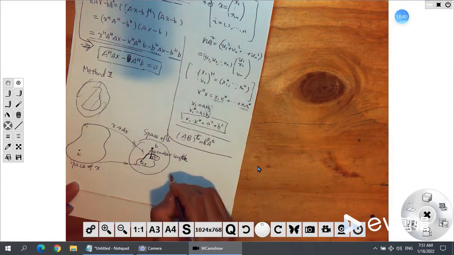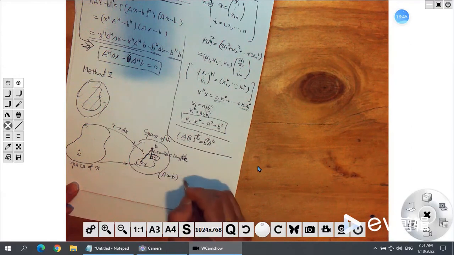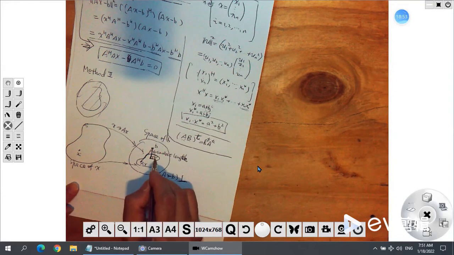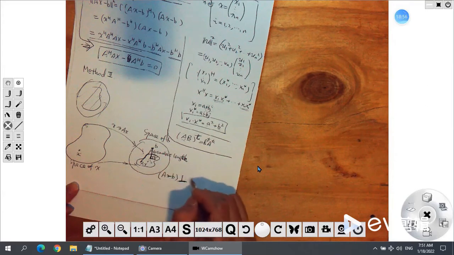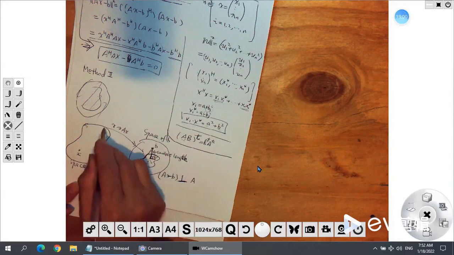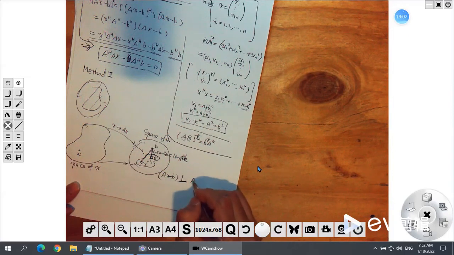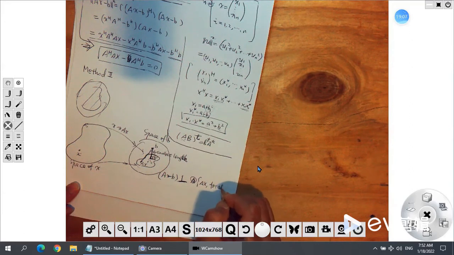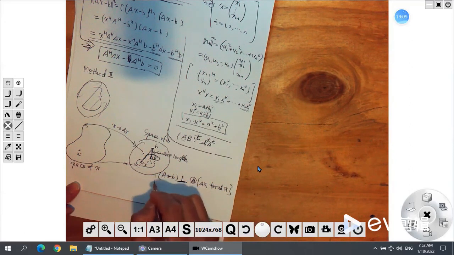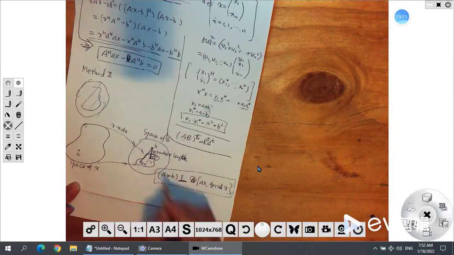You see, Ax minus b is orthogonal. Orthogonal with what? With all the vectors inside this space. So this is just A times all of these x. Ax for all x. We have this.